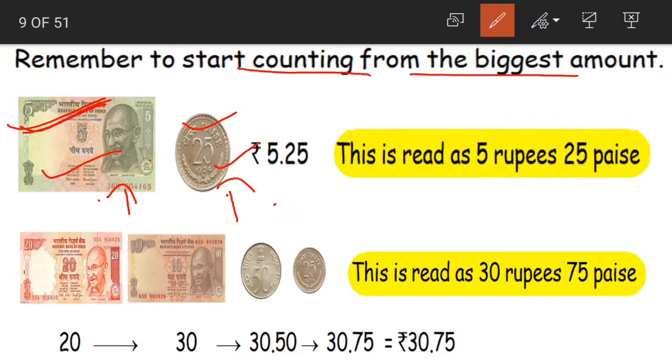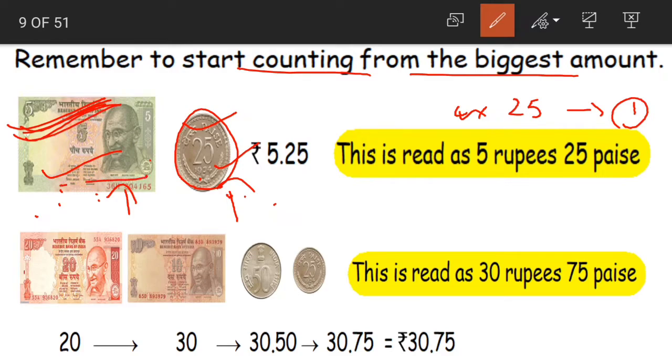Yes, paise are less. See, 4 of 25 paise will make 1 rupee. So this 25 paise is less than 1 rupee. Here we are having 5 rupees. Now which is the bigger one? 5 rupees is the bigger one. So that is why we read the 5 rupees first. 5 rupees and 25 paise.